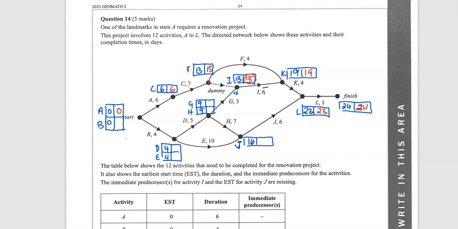Okay, so there we go. If I'm at this 13 and I go back via G, 13 minus 3 is 10. Now going back to L and I go back via J, 23 minus 6 is 17, and then 17 minus 7 is 10 at H.